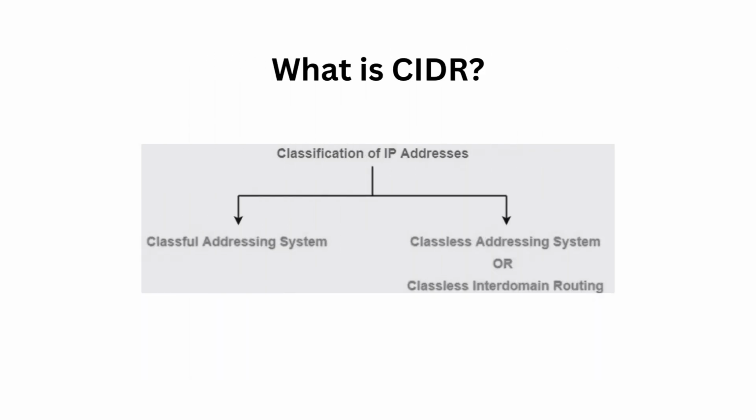The IP addresses can be classified into 2 systems. One is the classful addressing system using classes A, B, C and another is classless addressing system or classless interdomain routing, which is known as CIDR. CIDR is a method of representing IP addresses and their associated networks. It was developed to address the problem of the limited number of available IP addresses in the earlier IP addressing system.